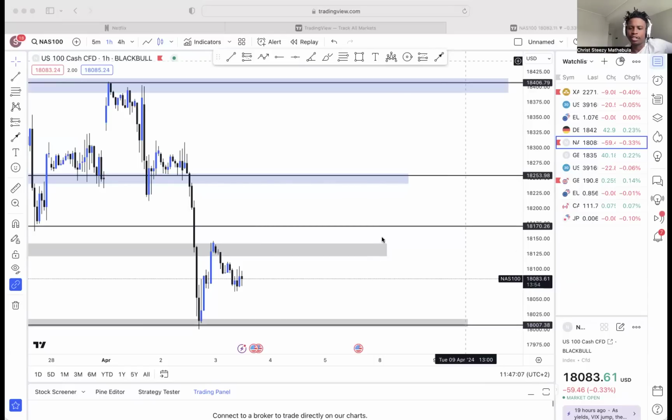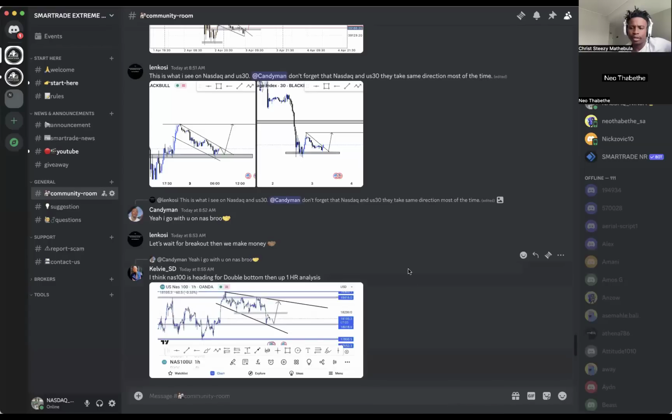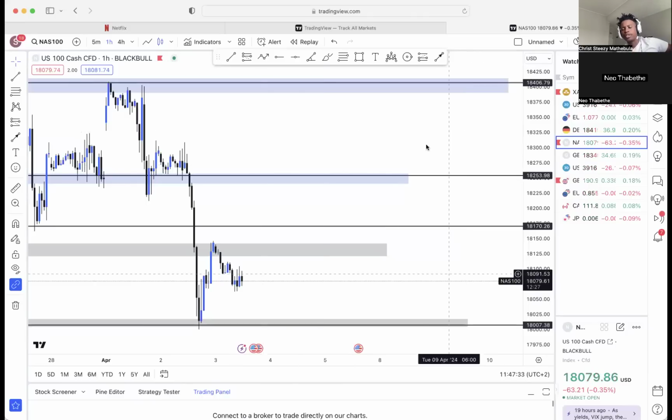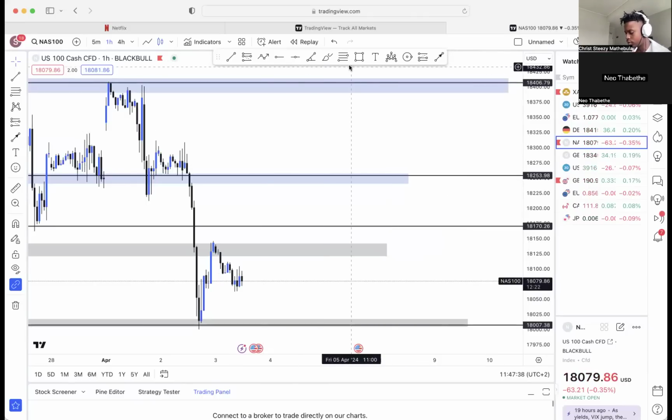Let's jump into the chart. Here is a quick recap on how we got the gold setup. Let me do this quick.